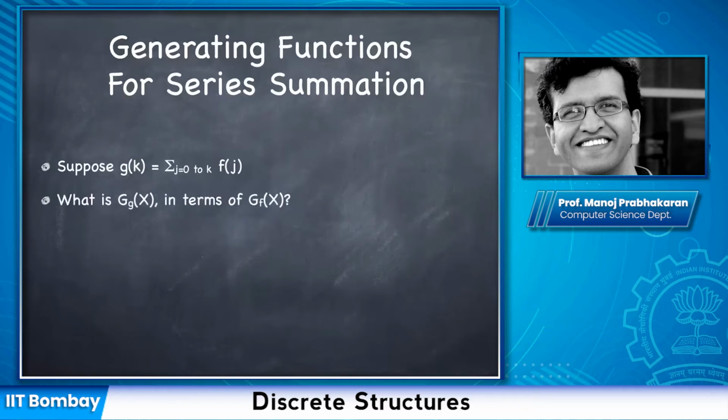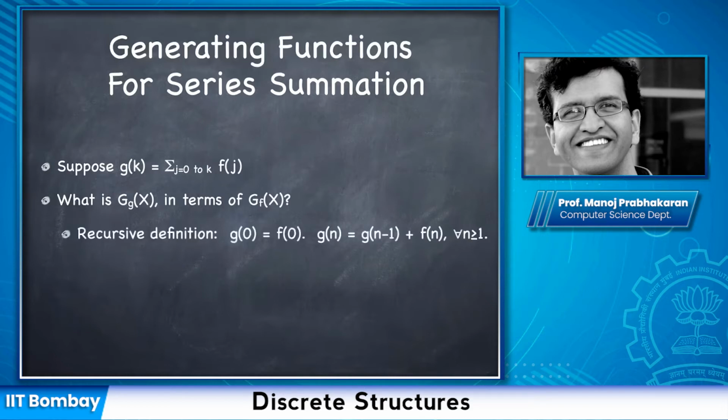Now, could you write the generating function of g in terms of the generating function of f? Because that would give you more power in terms of what all can have nice generating functions. Whenever f has a nice generating function, could you turn it into a nice generating function for g, so that whenever you have a closed form expression for f, hopefully it'll translate to a closed form expression for g. So let's see what we can do.